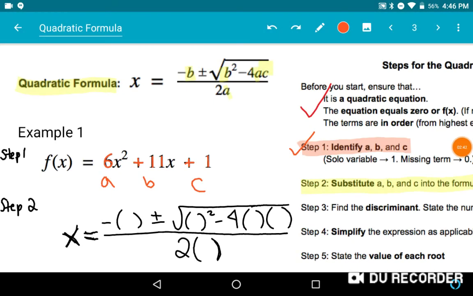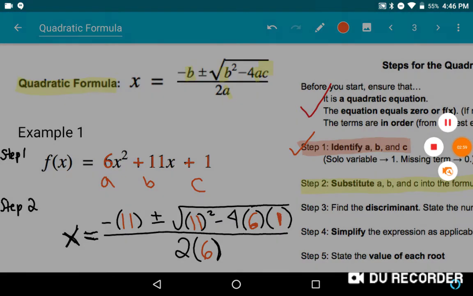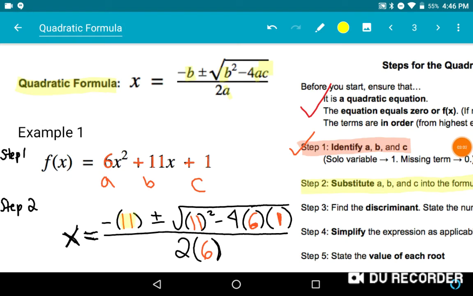We're going to put a b where it says b, another b, a is 6, c is 1, a is 6. So we've substituted in A, B, and C into the formula in every single spot that we had for one of the letters. Great.